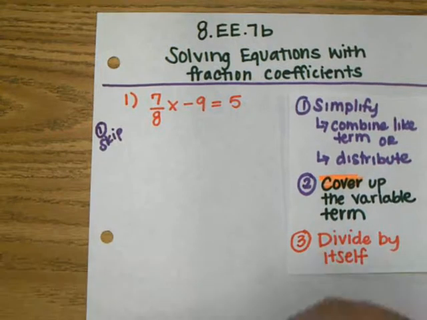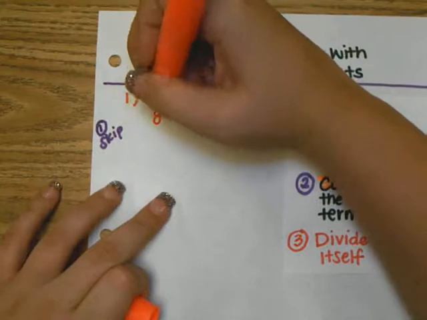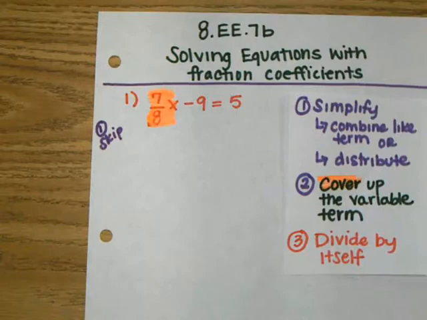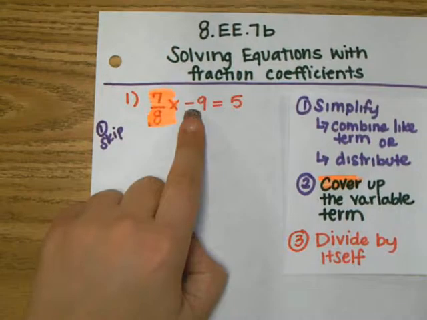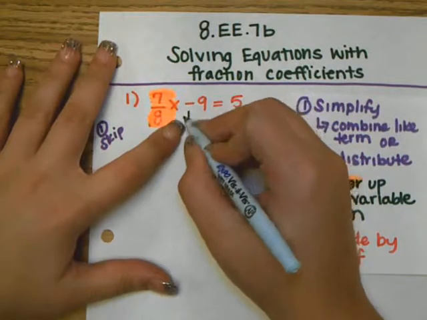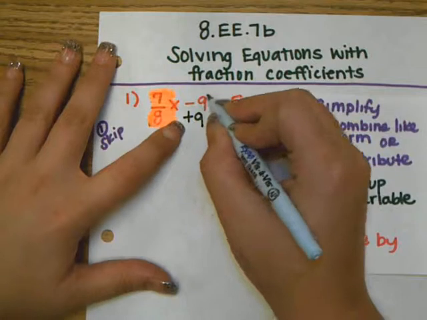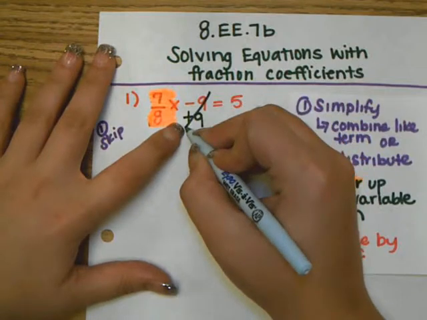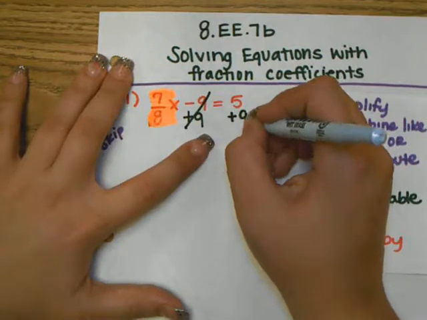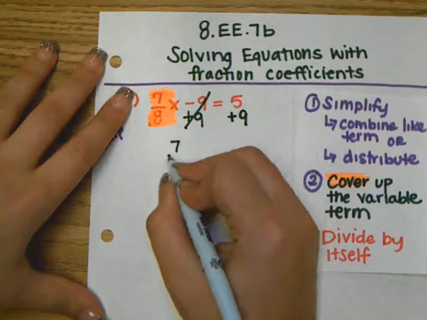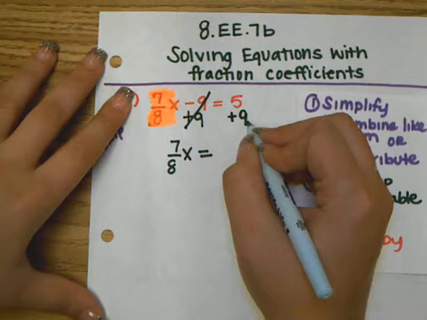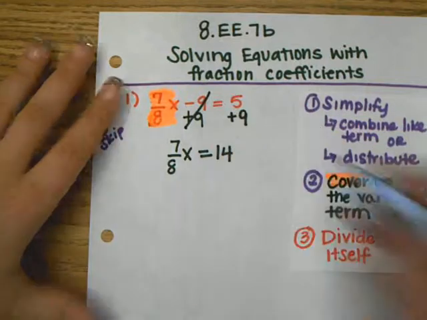So step 2, I'm going to cover up where the variable is. And this is 7/8 x, so that's together. So I'm going to cover it up. Okay? And then if there's something there, we need to make it 0. So if I combine a positive 9 with a negative 9, then that makes 0, and that's gone. Then whatever I do to one side, I need to do on the right side. So I have 7/8 x equals 5 plus 9 is 14.